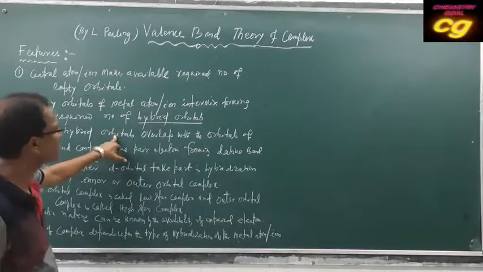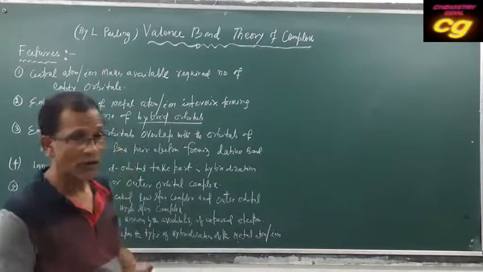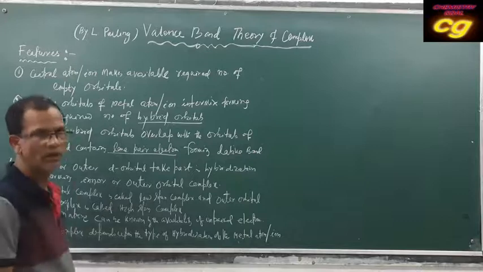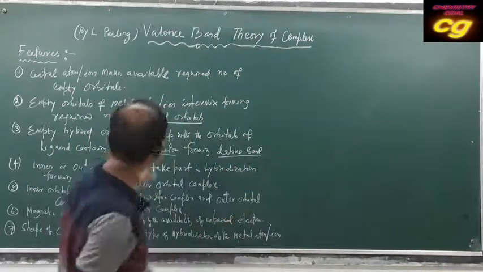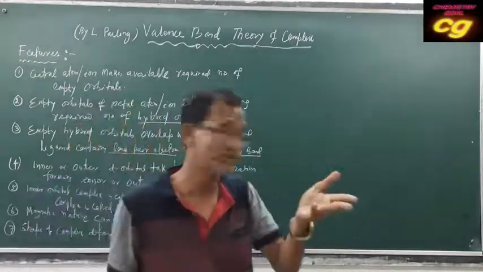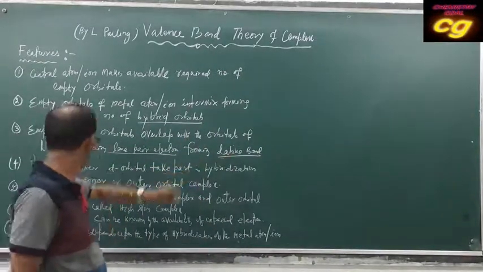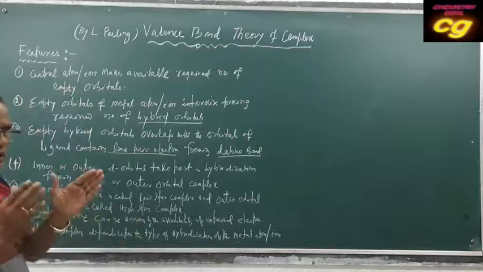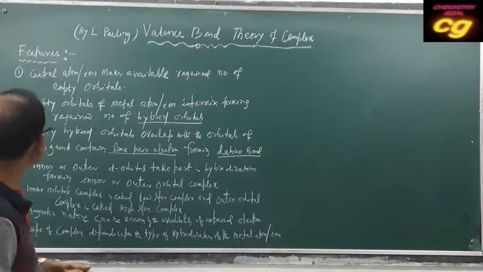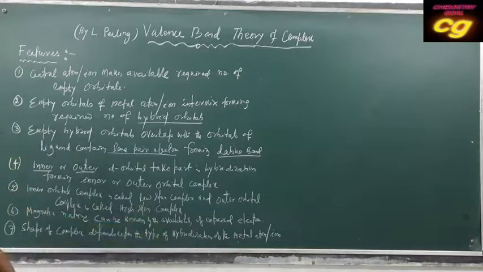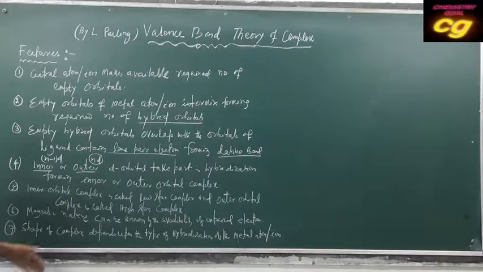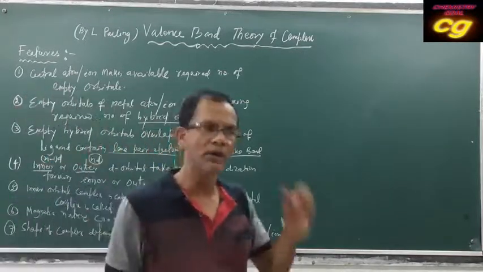Then the empty hybrid orbitals overlap with the orbitals of the ligand containing a lone pair of electrons, forming dative bonds. So the bond between ligand and metal atom is always a dative bond, as we have already discussed. During overlapping, the d orbitals involved in the formation of hybridization may be either inner or outer. Inner means (n-1)d, and outer means nd. Either inner or outer d orbitals take part in the hybridization.